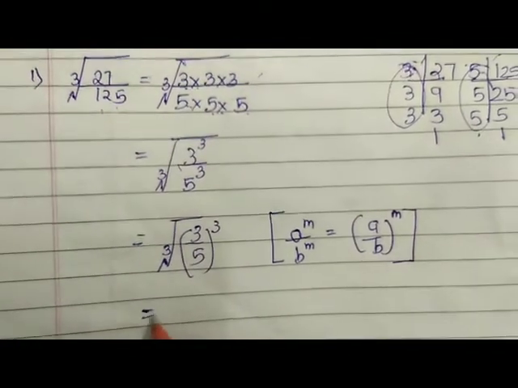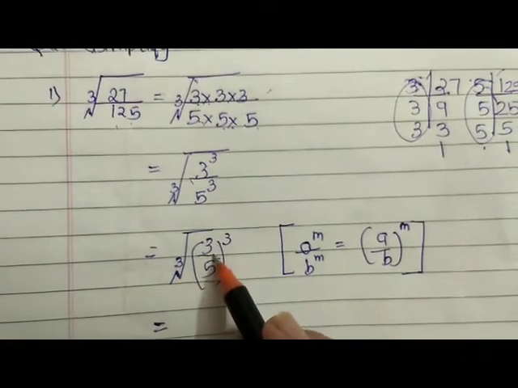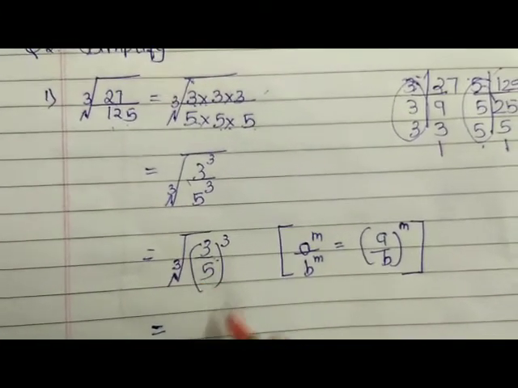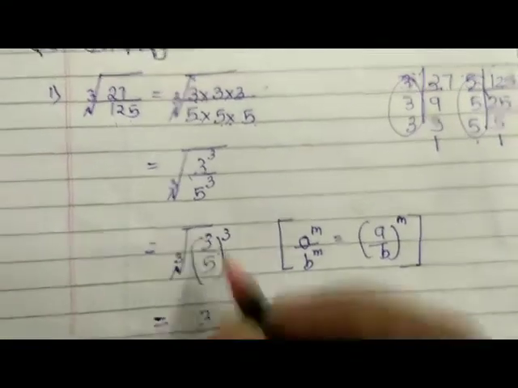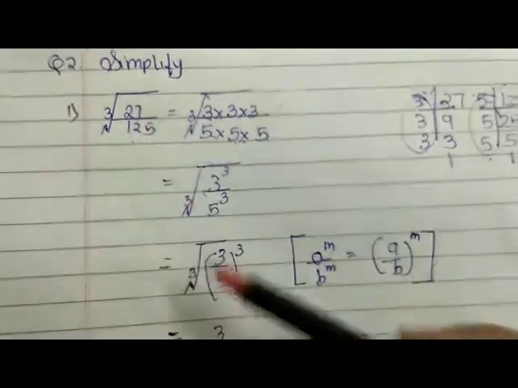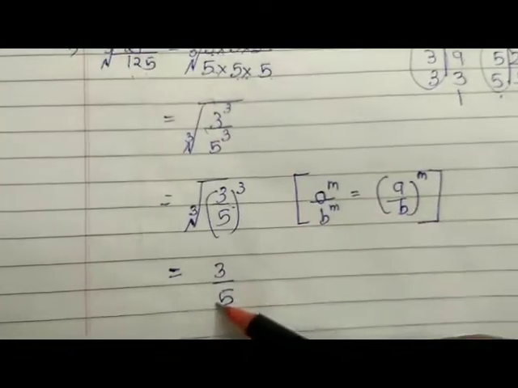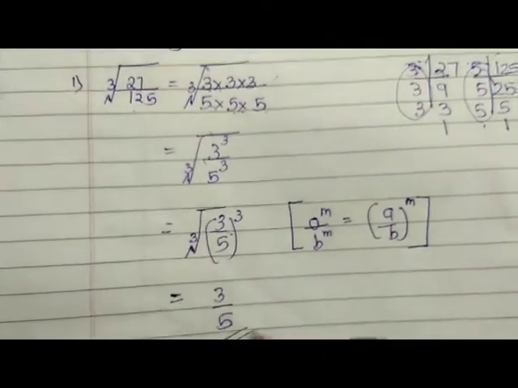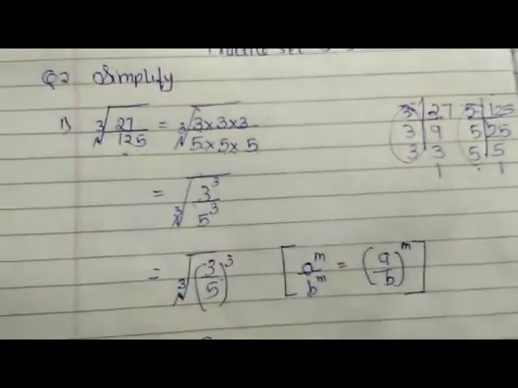Now in the next step you can easily take out the cube root of this number. So the cube root of this will be 3 upon 5. That means, in short, students, the cube root of 27 is 3 and the cube root of 125 is 5. So this is the final answer. This is how you are supposed to simplify; you are supposed to find out the cube root.